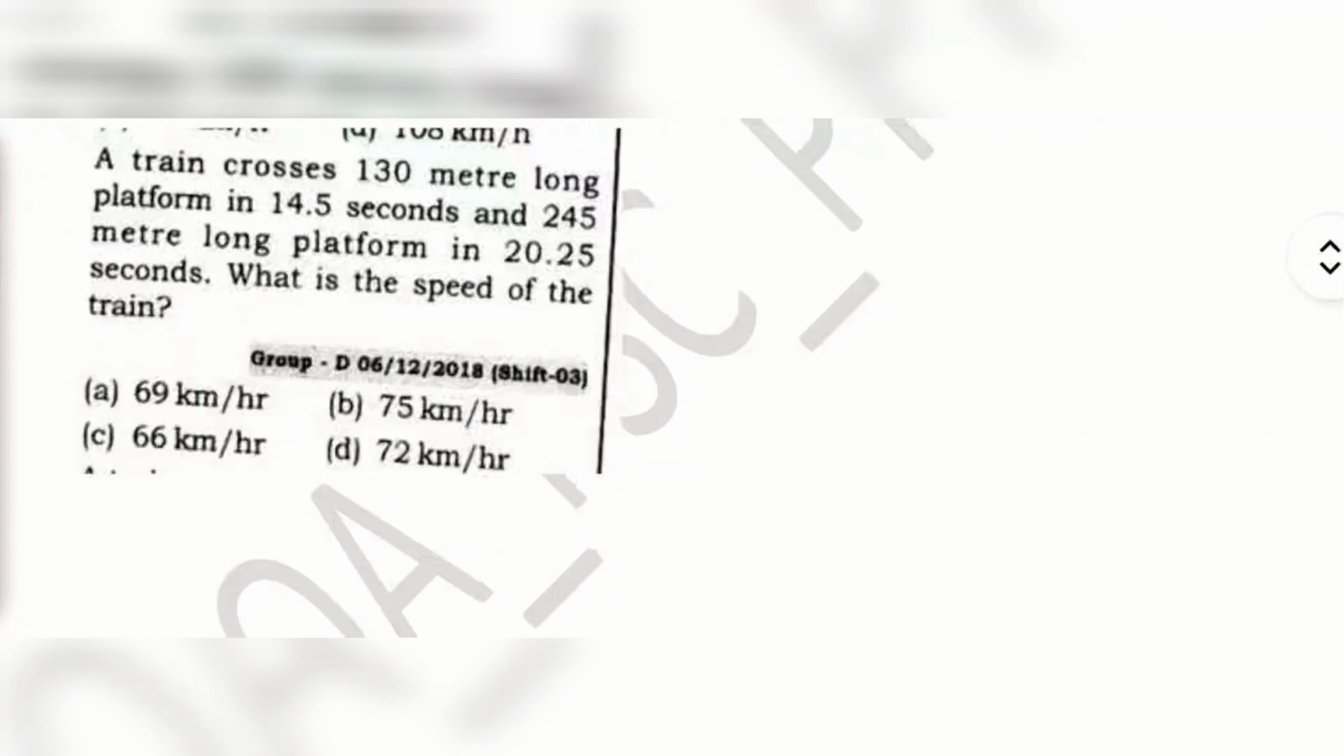A train crosses a 130 meter long platform in 14.5 seconds, and a 245 meter long platform in 20.25 seconds. What is the speed of the train?